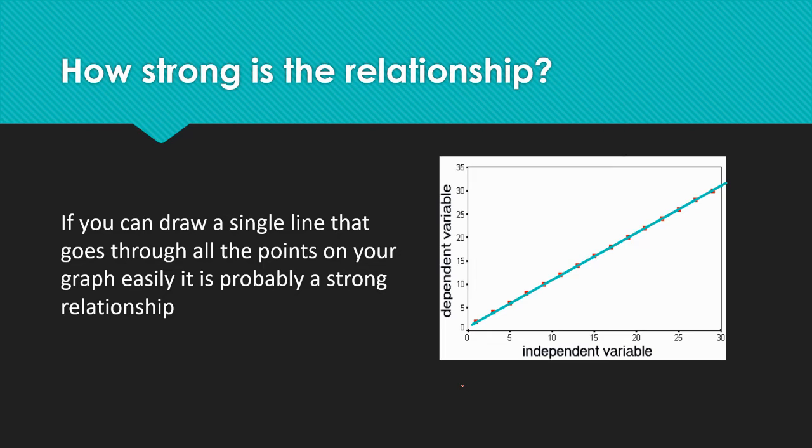So first of all, how strong is the relationship? So we had the independent variable along the x-axis and the dependent variable along the y-axis. We plot our points, and as you can see in this one, the line of best fit goes right through the middle of all the data points. So that shows that it's probably a very strong relationship between these two variables. And in this example, it's a positive relationship.